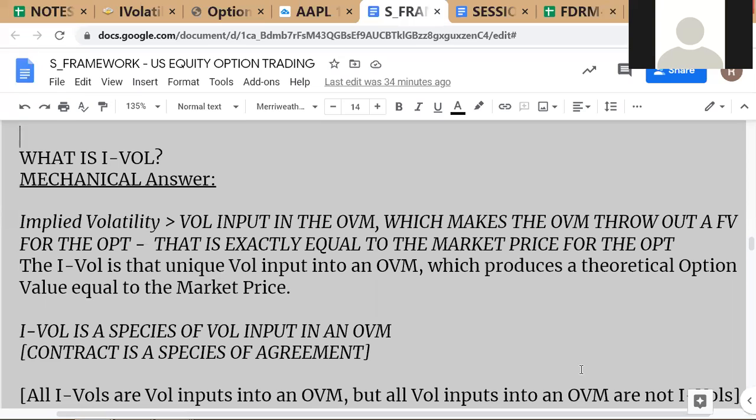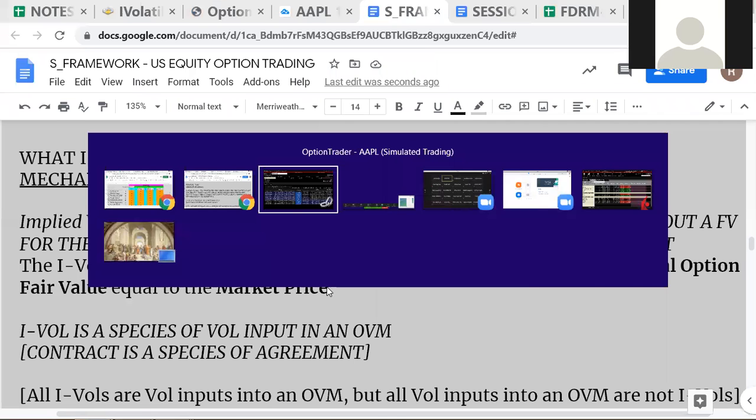So remember, I'm writing this word, theoretical option value. I can even call it a fair value, that will be even better. Always remember, when you're looking at something, be very clear about whether you're looking at a fair value or a market price. This is a fair value, and there is something which is a market price. Market price does not say anything about what it should be. The market price is telling you what it is.